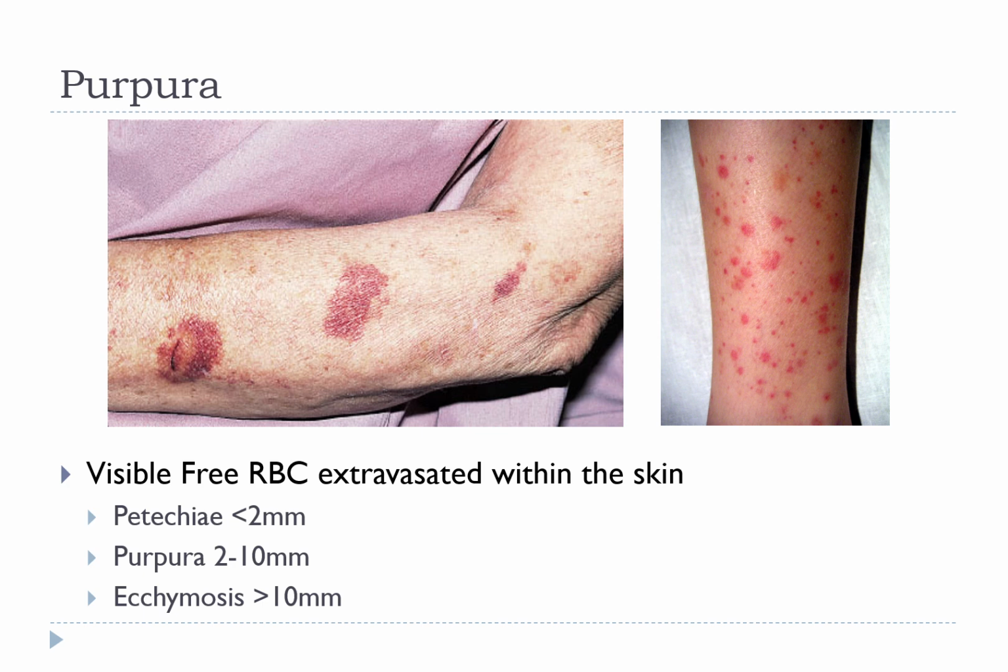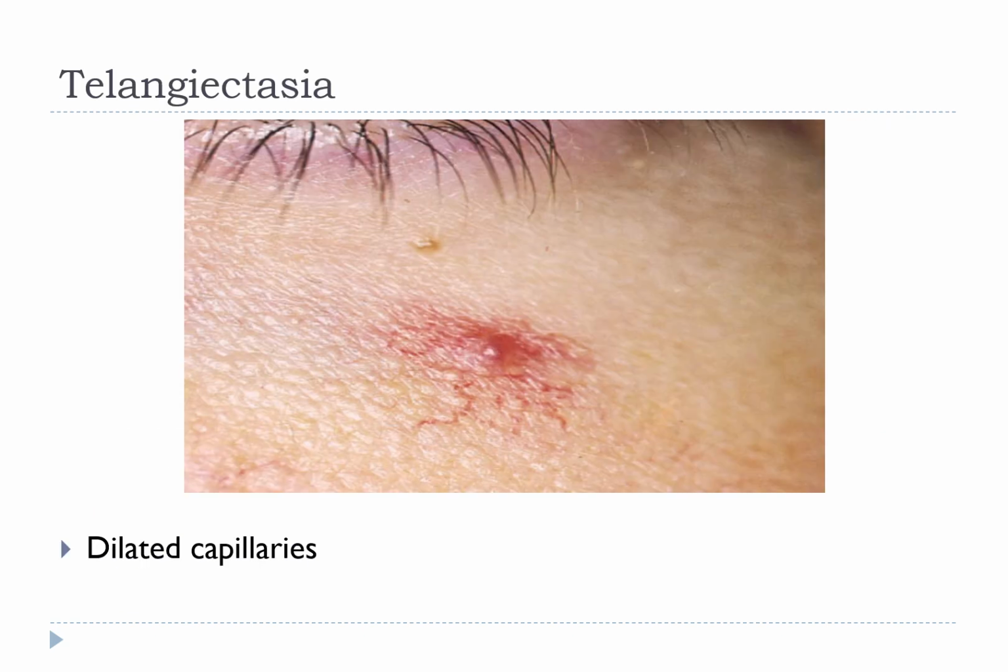Petechiae, purpura, and ecchymosis are basically blood spots and are the result of bleeding into the skin. The different names are used depending on the size. So a petechiae is less than 2 millimeters, purpura is between 2 to 10 millimeters, and ecchymosis is more than 10 millimeters in size. They can be the result of vascular fragility in older age groups, referred to as senile purpura, or can be due to vasculitis, among other conditions. Telangiectasias are dilated capillaries that are permanently visible on the skin surface.